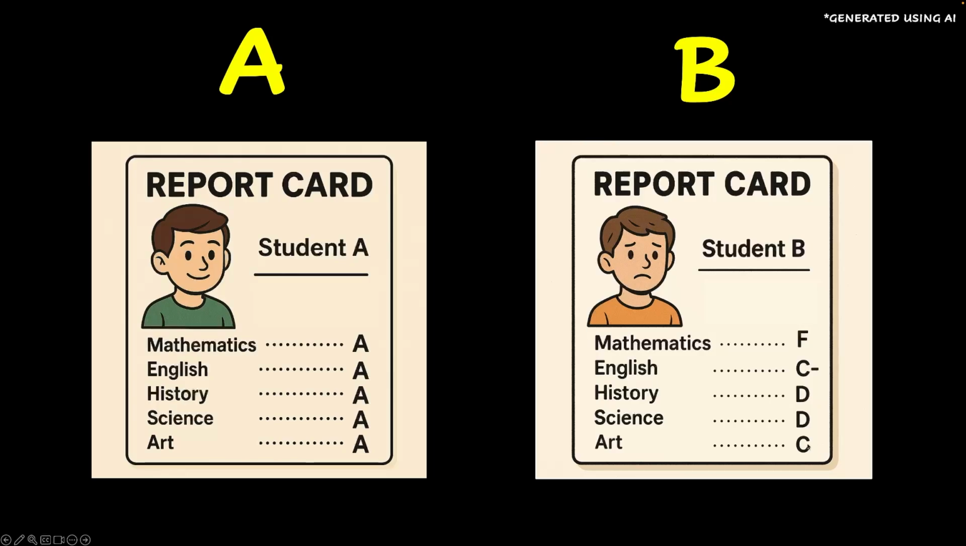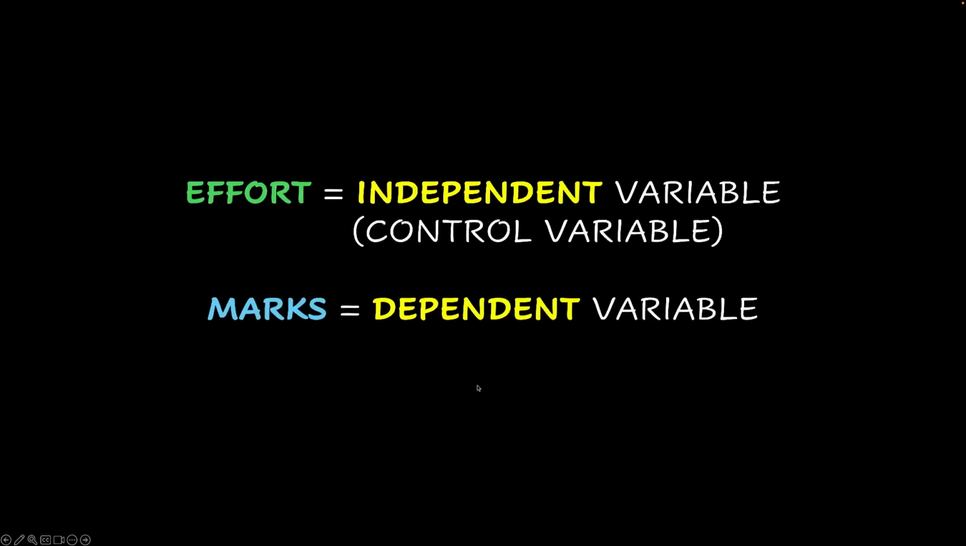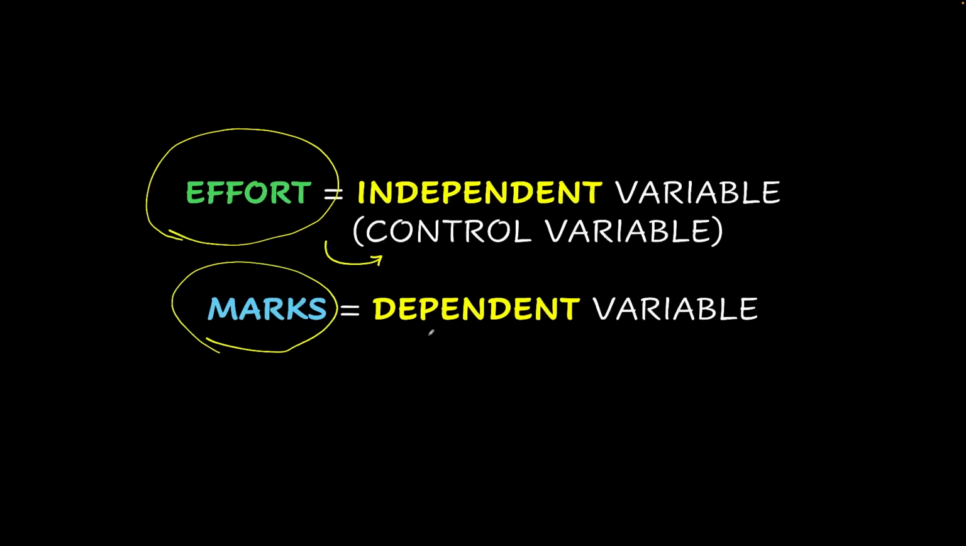are not that great. In this example, effort is the independent variable, also known as the control variable. This means that effort is the one in your control. This is the one you can control. And the marks are the dependent variable. You can't control this directly. They're dependent on your independent variable.